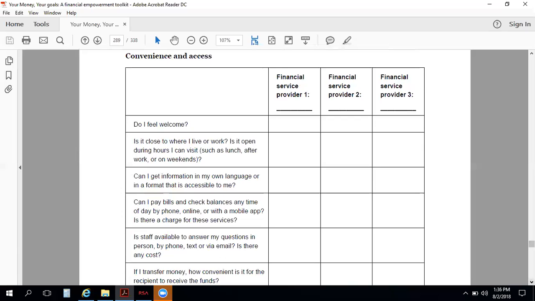Is information available in my own language? A lot of the time we'll run into clients where English isn't their first language, and the institution should be able to maybe speak Spanish or American Sign Language or whatever the case may be. Does the institution allow things like online bill pay? Do they have a mobile app for convenience, easy access to track income and expenses? Most places I would imagine now do.